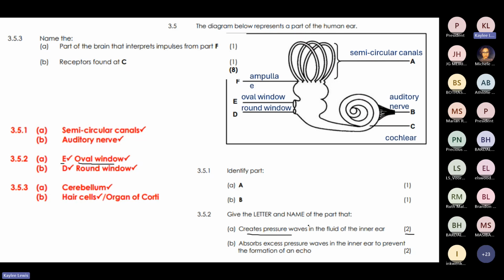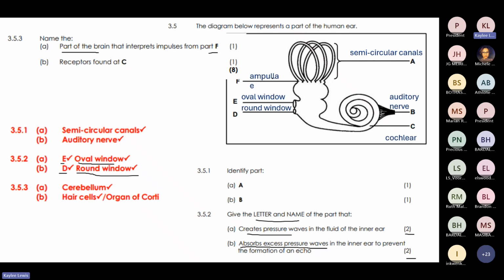Then they want the letter and name of the part that absorbs excess pressure waves in the inner ear to prevent the formation of an echo, 2 marks. And remember, letter and name. This one would be D, 1 mark, round window, 2nd mark. Okay, so just remember those two functions. And then 3.5.3 says name the parts of the brain that interpret impulses from part F.